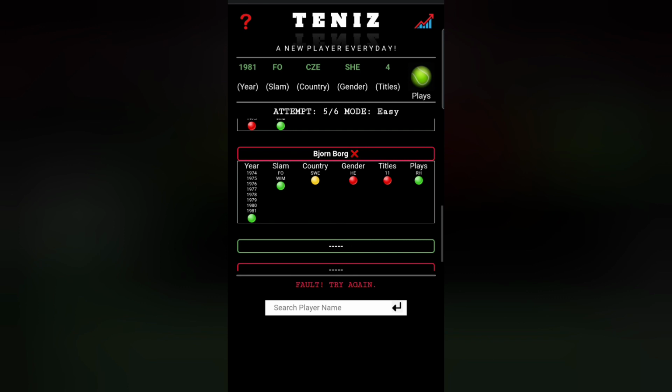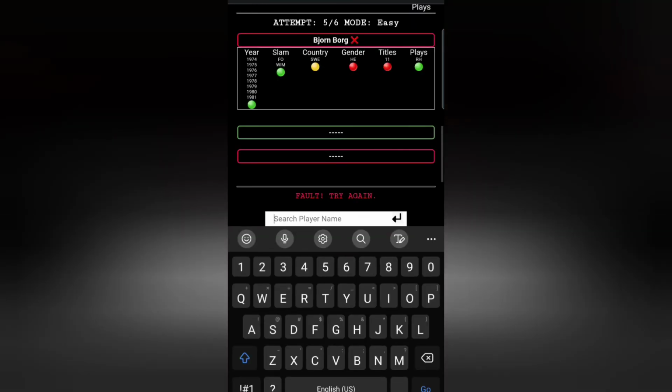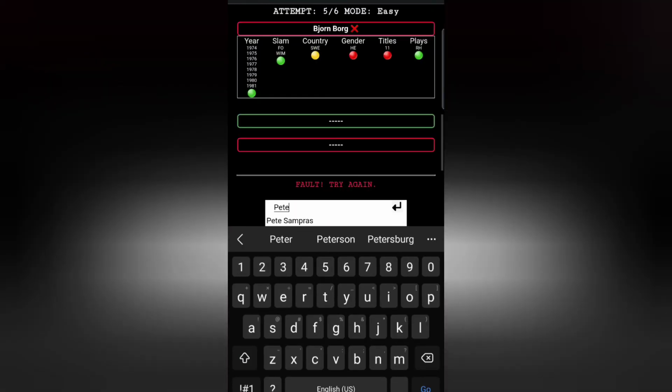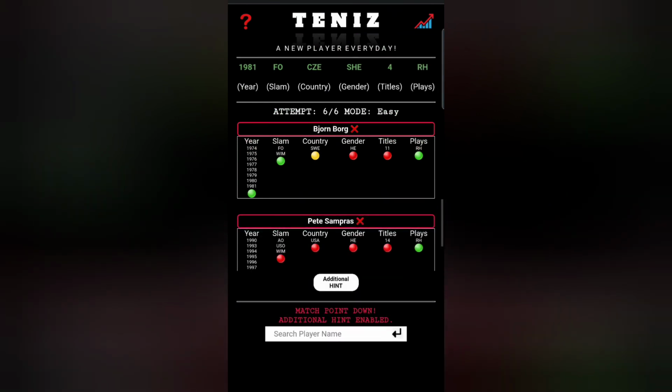So we know that we are looking for the 1981 French Open ladies champion who's won 4 titles, and she is from the Czech Republic. I think I know who she is. I think it is Hana Mandlikova that we are discussing here. But let me just give one more incorrect guess. Let me give Pete Sampras. So yeah, you can see the ball on the right. The place attribute got revealed now.